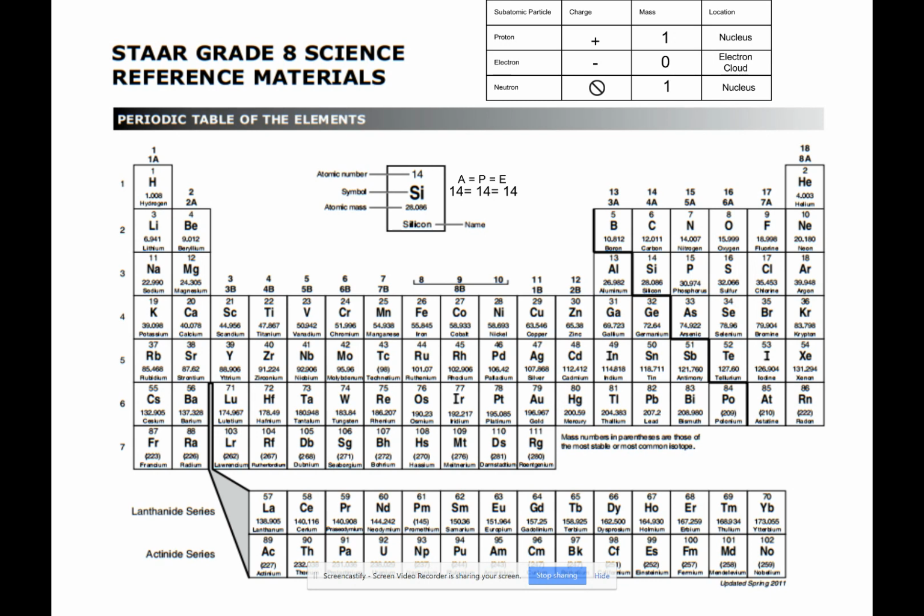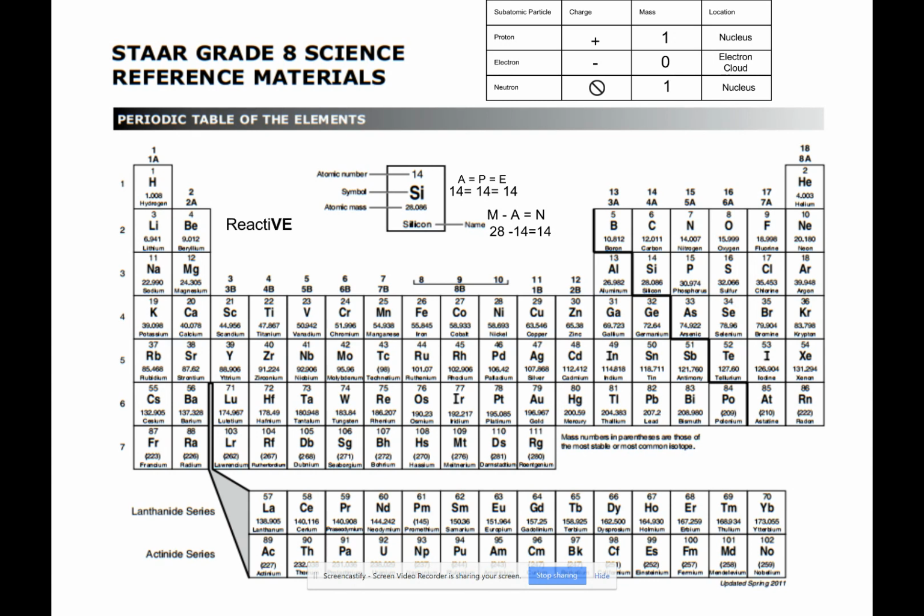To find the number of neutrons, we're going to need to take our mass number minus that atomic number, and that gives us the number of neutrons. That word MAN comes in handy there. So APE, MAN. Mass number, we round it to the nearest whole number. So you get 28 minus the atomic number of 14 gives you 14 neutrons in this atom.